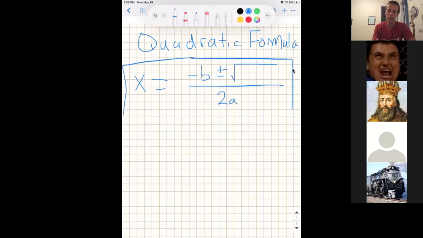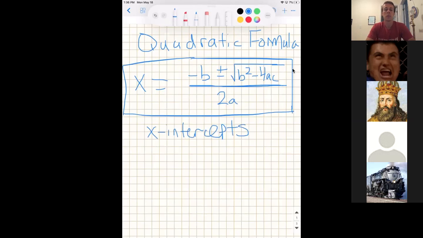The opposite of b plus or minus the square root of b squared minus 4 times a times c, all under the radical. And at the end, you divide everything by 2a, okay? And you're like, Mr. Jones, why do I have to memorize this? And I'm not big on memorizing. But what this does, this will find you the x-intercepts for any quadratic, okay? It'll find you your x-intercepts or your roots or your solutions. Where does it hit the x-axis there, okay?